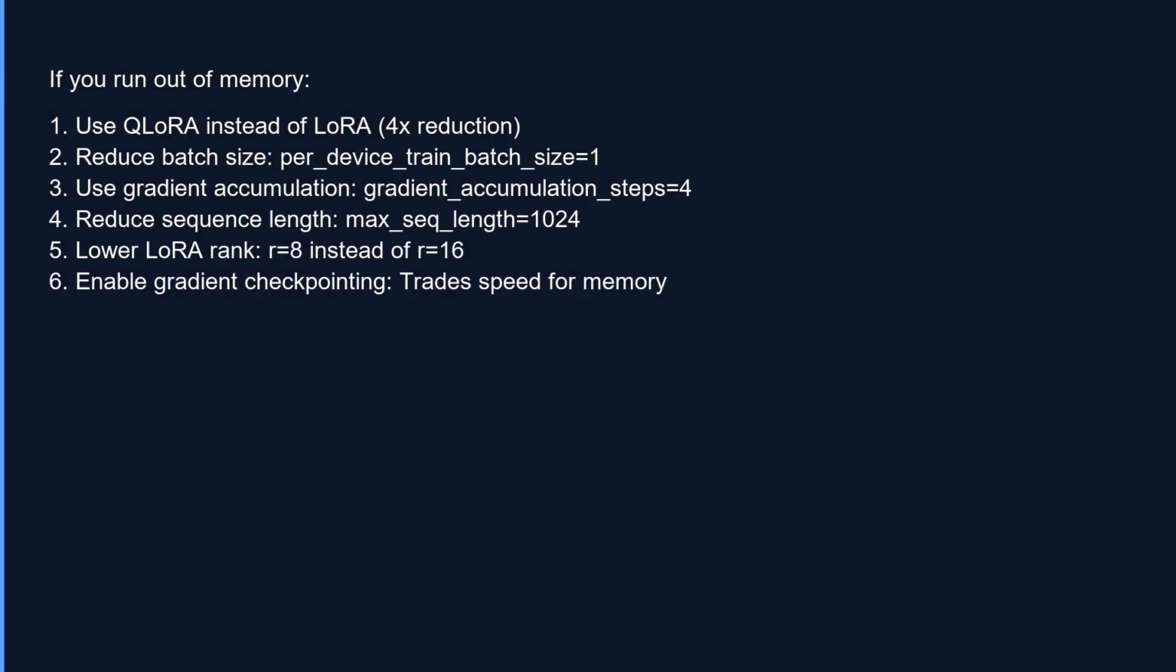If you run out of memory: 1. Use quantized low-rank adaptation instead of low-rank adaptation, a 4x reduction. 2. Reduce batch size, per device train batch size 1. 3. Use gradient accumulation with steps. 4. Reduce sequence length, max sequence length 1024. 5. Lower low-rank adaptation rank, R equals 8 instead of R 16. 6. Enable gradient checkpointing, trading speed for memory.